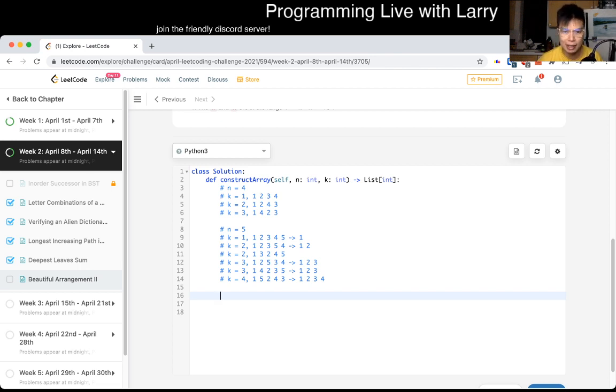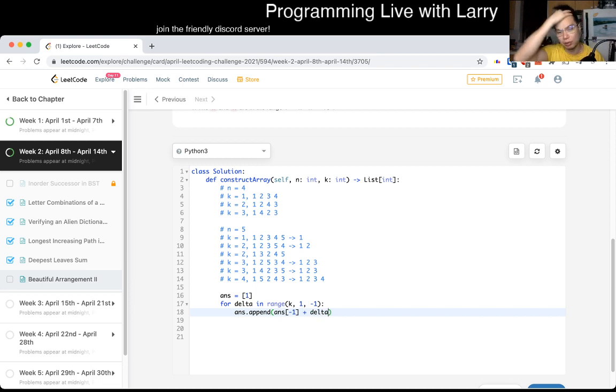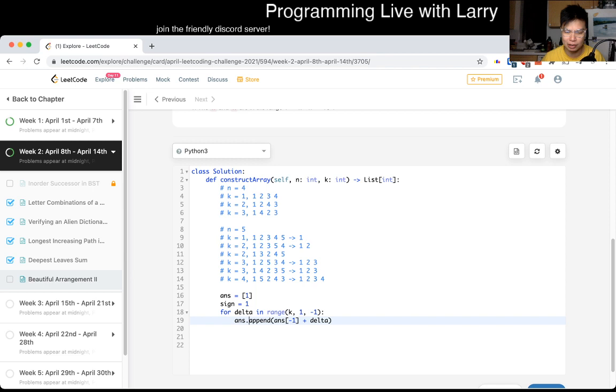Okay, so now let's say we have an answer array equal to, let's just start with 1, and then for delta in, as we said, we have k starting from k going to 1, and then -1. So then we have answer.append, the last element plus delta. We have to swap the order of the operation. How do I want to do it? Let's just do sign is equal to 1. So then we just do sign times this, and then we do this, right?